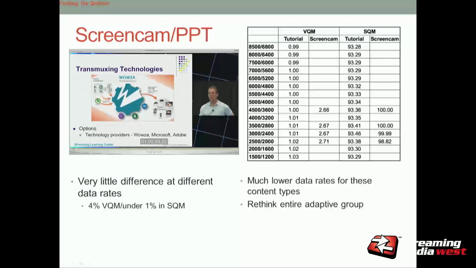And then screen cam and PowerPoint, kind of the same thing. Again, I do a lot of screen cam videos, so I'm always interested in how low I can get those. What you see in the VQM metric on the left is that for the tutorial, which is this video here, again, it's PowerPoint and video, between 1.5 megabits per second and 8,500, you see almost no difference in quality. So, a lot of encoding tools, including Sarge and Squeeze, if you tell it to encode at 8 megabits per second, it'll encode at 8 megabits per second.